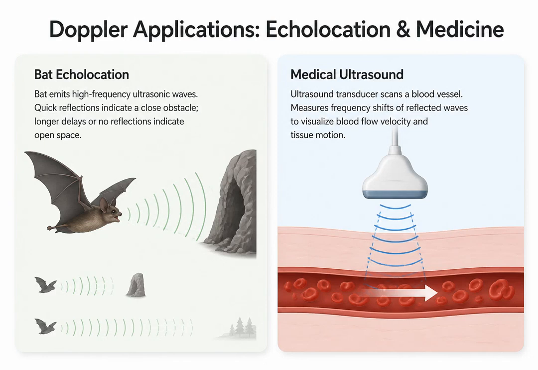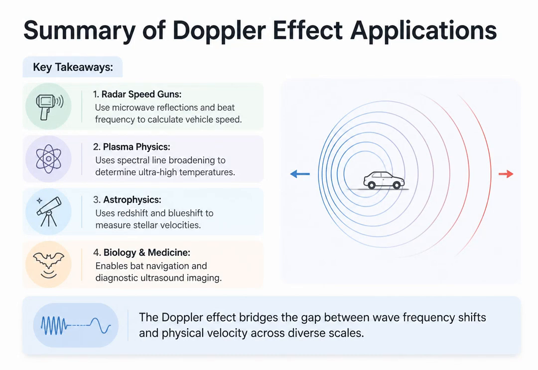The Doppler effect is also highly practical in biology and medicine. Bats utilize ultrasonic echolocation to navigate and hunt. By emitting high-frequency sound waves and analyzing the timing and frequency shifts of the returning echoes, they instantly judge the distance and speed of obstacles or prey. Similarly, in medicine, doctors use Doppler ultrasound to non-invasively measure the velocity of blood flow and track tissue motion inside the human body. In summary, the Doppler effect is a powerful tool across multiple scientific disciplines.